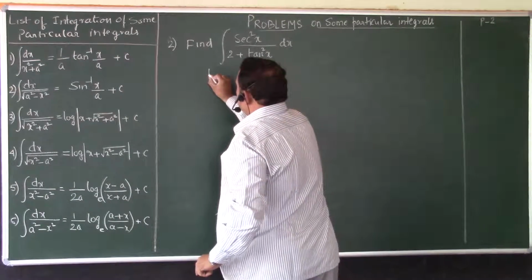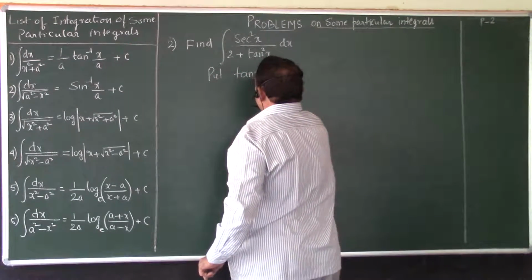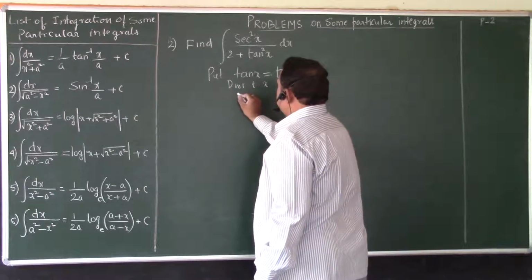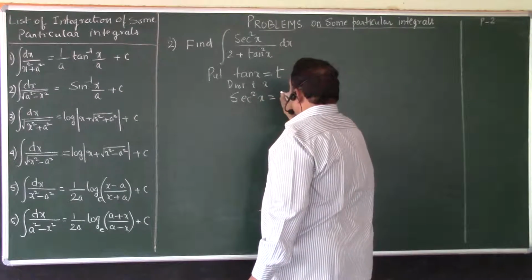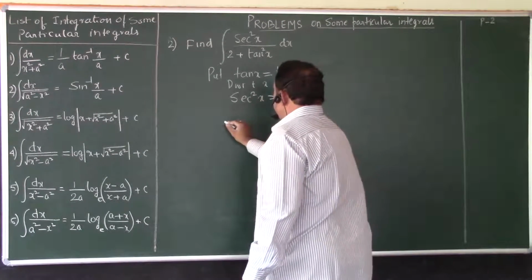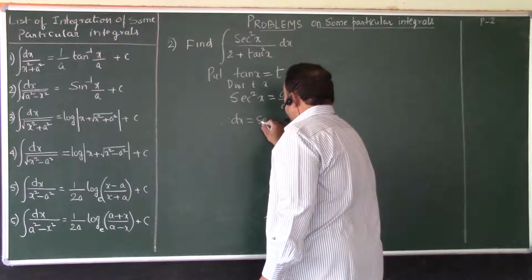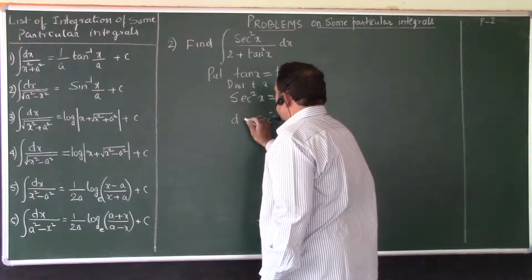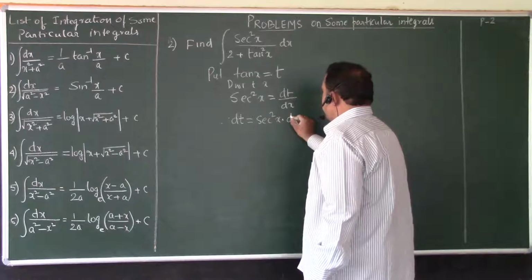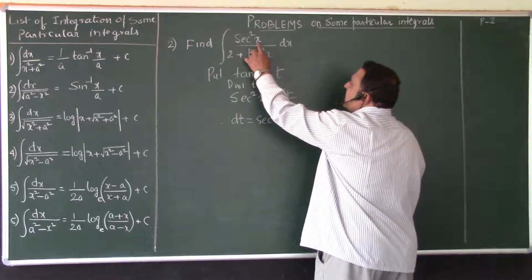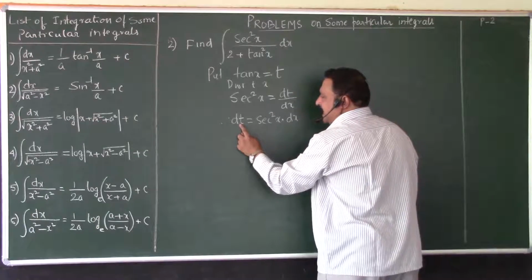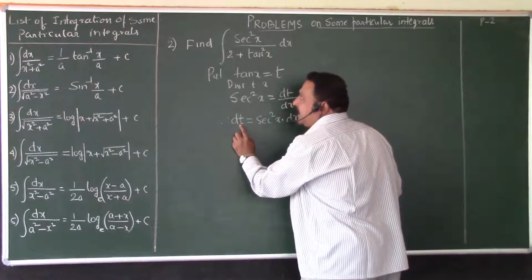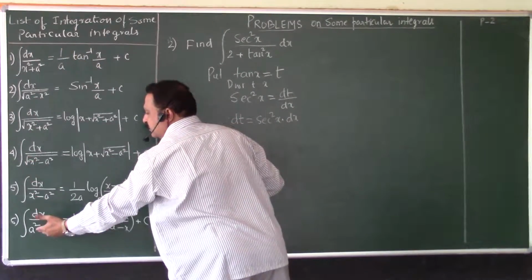If we put tan x equals t and differentiate with respect to x, then we have secant square x equals dt by dx. Therefore, dt is equal to secant square x dx. So for the numerator, secant square x dx, we are getting dt. Just as we have only dx in the numerator in the standard formulas, now we will have only dt. That means we have almost converted it into one of these integrals.